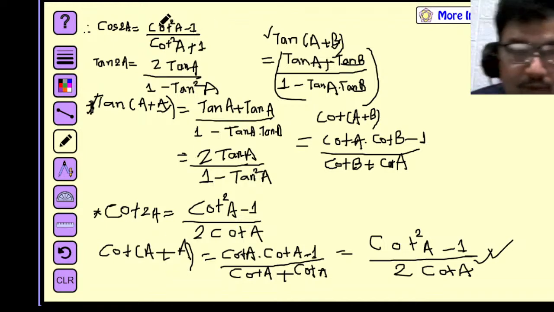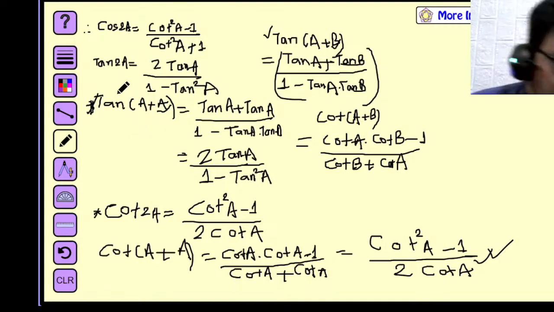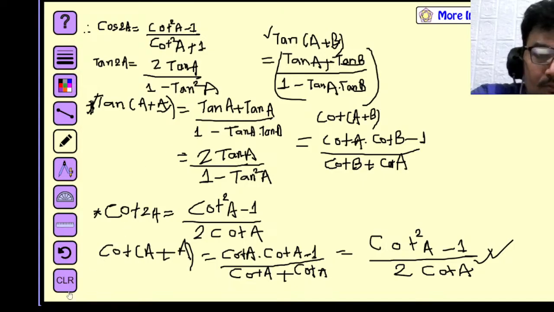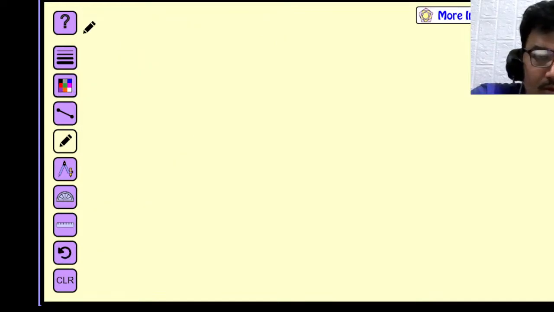Now, children, look here. I want to show you next that of sine 3, cos 3, and tan 3, how it comes here. Okay, this is cos 2A in terms of cot A, tan 2A in terms of tan A, and cot 2A in terms of cot A. Now, after this, look here, I want to show you next.